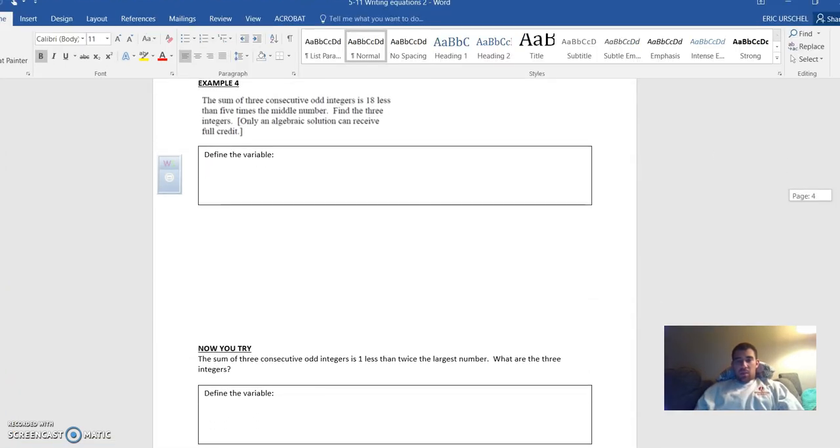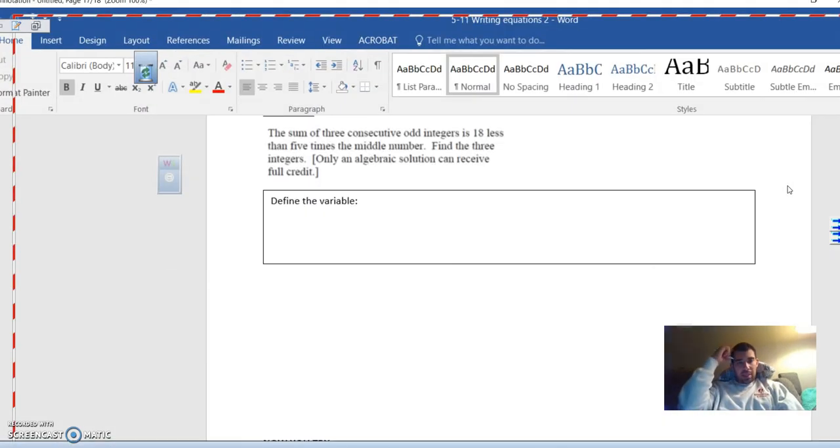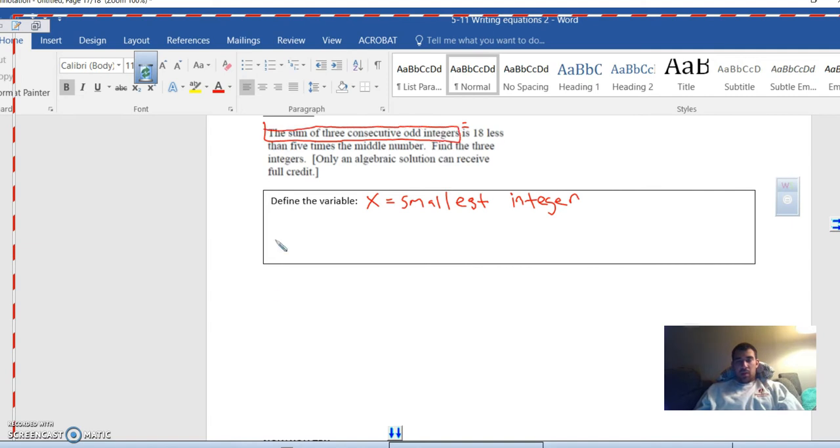Example 4. This gets a little more difficult. It says 3 consecutive odd integers is, so equals, 18 less than 5 times the middle number. What does that mean? First, let's name our variable. x is the smallest integer. We're going to base everything off of our smallest integer x. 3 consecutive odd integers, this is part of our equation. This is our left side.